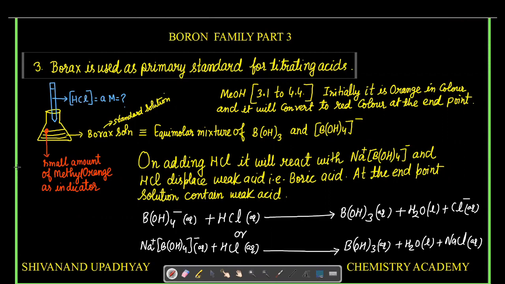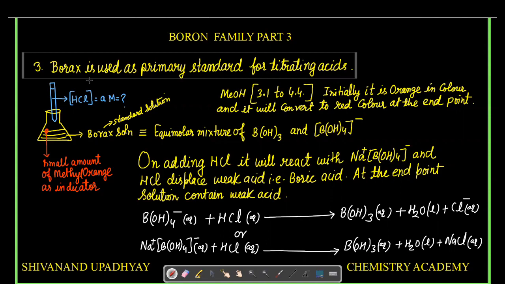So initially it is orange in color because we know borax pH is 9.26. And it will convert to red color at the end point, because when this titration is over and a few drops of HCl are added, then pH, because of this strong acid, generally lies between 1 to 3. So when it comes near about 3, this methyl orange converts from yellow into red, and as soon as the color changes, we stop adding HCl. So we know the volume of HCl in this titration. We know the millimoles or milliequivalents of borax. From there, we'll find out the molarity of HCl.